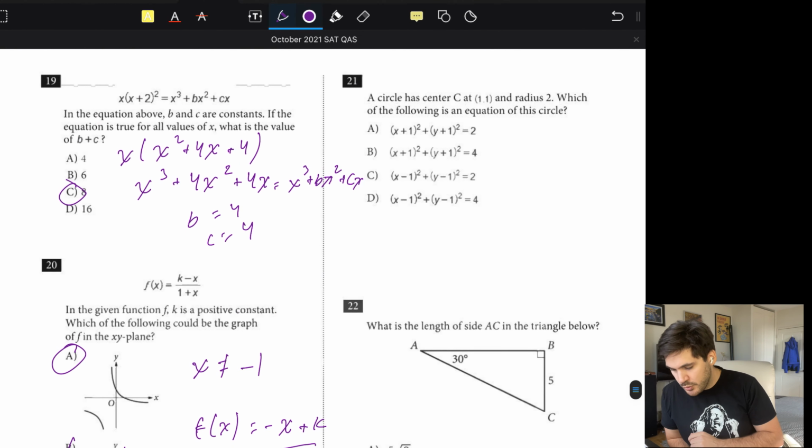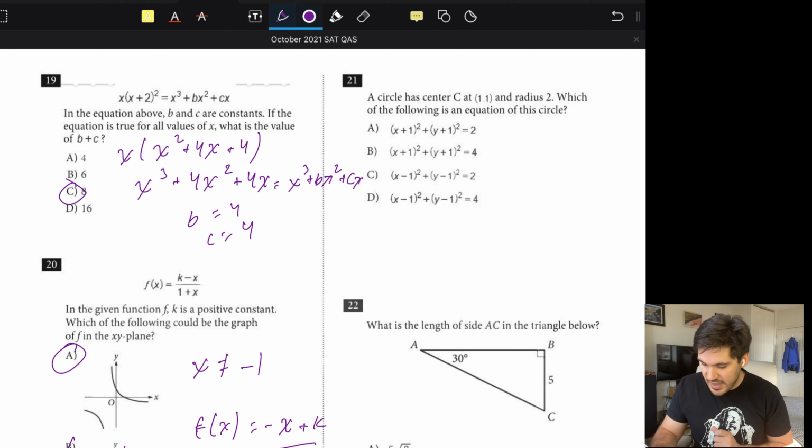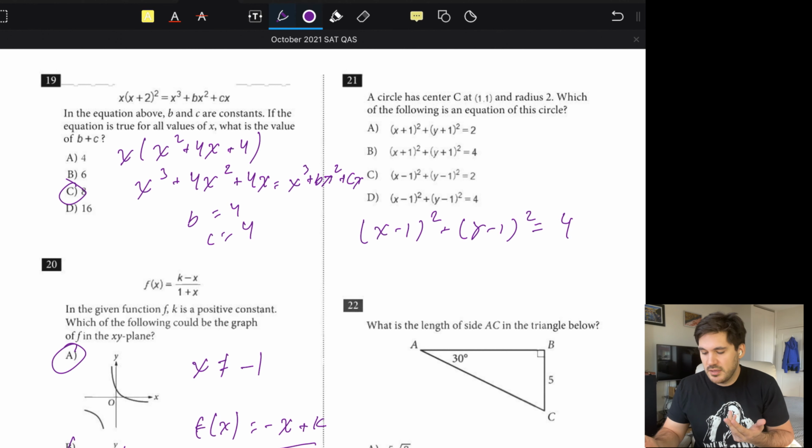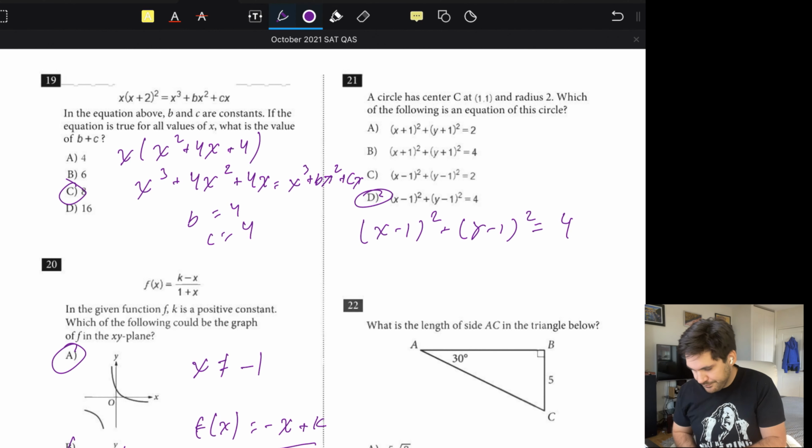Cool. Number 21. A circle has center C (1, 1) and radius 2, and we need the equation of the circle. So the equation has to be x minus 1 squared plus y minus 1 squared equals 2 squared, which is 4. That is simply the standard equation of a circle. If you know it, you're going to get the right answer.